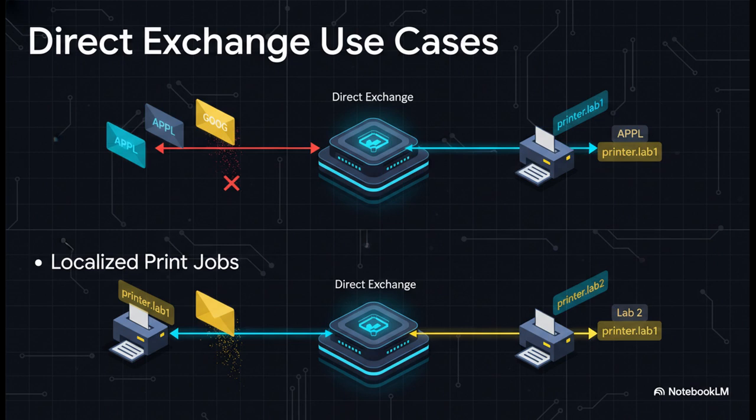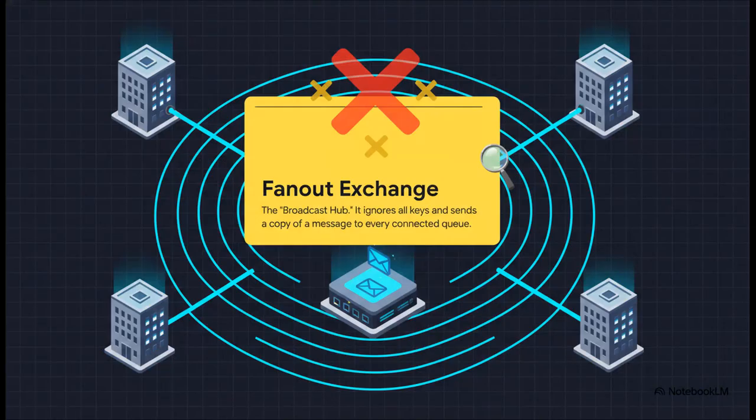Perfect one-to-one delivery. All right, next up we have the polar opposite, the fanout exchange. I like to call this one the broadcast hub. And why? Because it could not care less about routing keys or binding keys. It completely ignores them. Its job is dead simple. It gets a message, it makes a copy, and it sends that copy to every single queue that's connected to it. It is pure one-to-many broadcast.